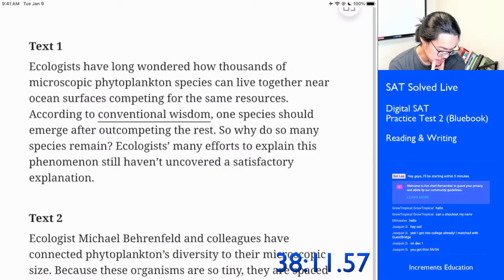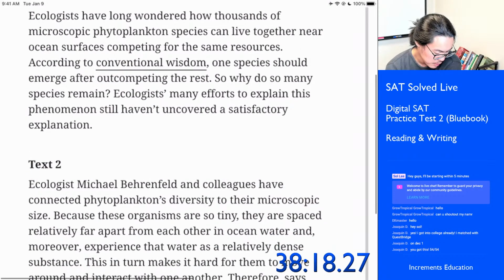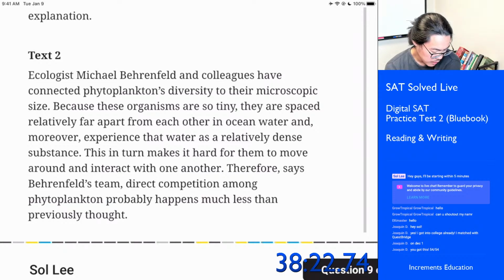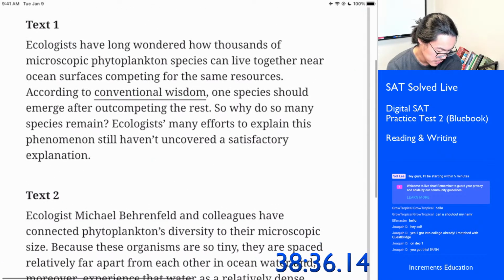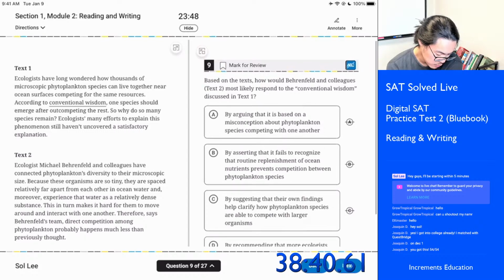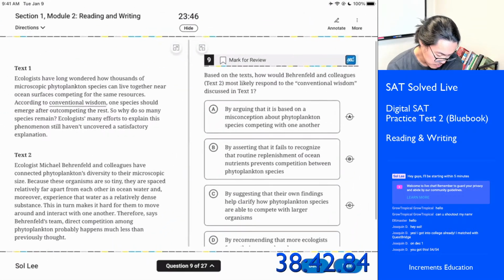Thousands of species live together, competing for the same resources. According to conventional wisdom, one species should emerge after outcompeting the others. So why don't we see that? Researchers have connected their diversity to their size, because they're so tiny. They don't really have to move around. Conventional wisdom doesn't apply here. So they would respond to conventional wisdom by saying it doesn't apply.